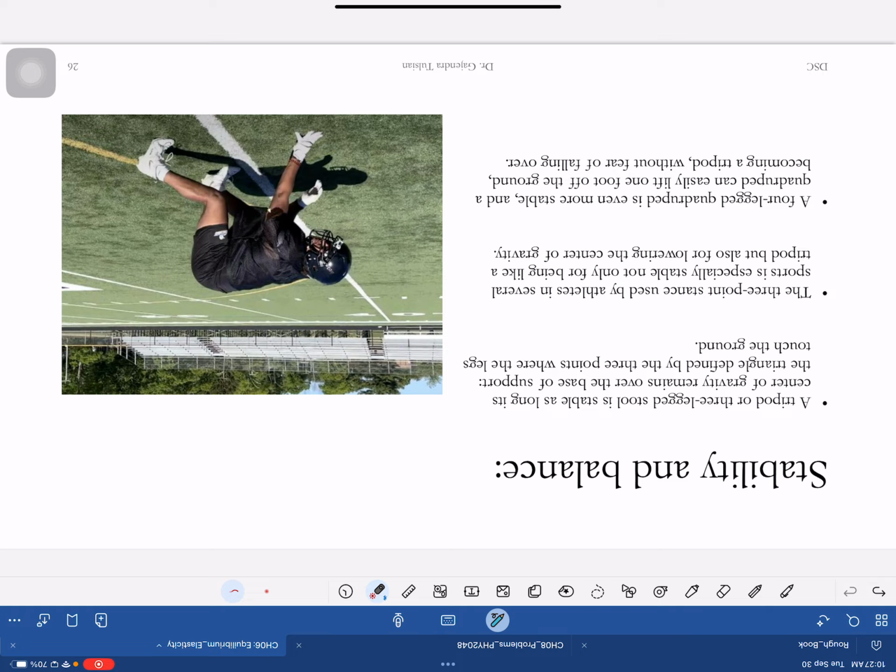So the 3-point stance used by athletes in several sports is stable, not only for being like a tripod, but also for lowering the center of gravity. A 4-legged quadruped is even more stable, and a quadruped can easily lift one foot off the ground, becoming a tripod without fear of falling.